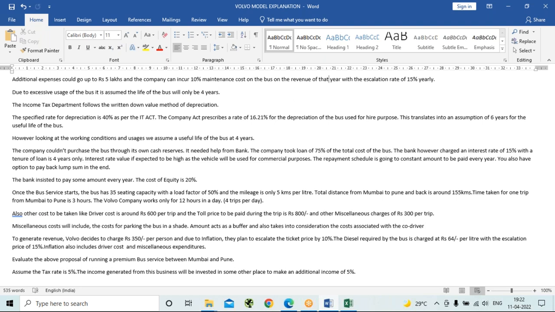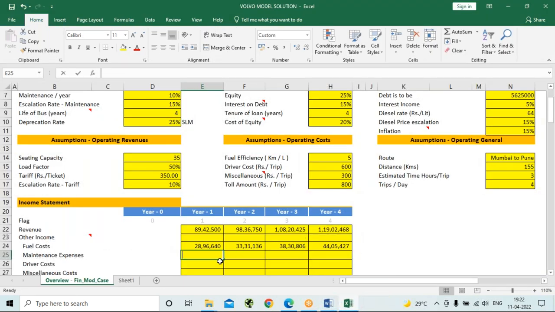Okay, so let me add this with the escalation rate of 15% yearly. So this will be equal to the revenue value, 89,42,500 into 10%, so 8,94,250 will be the value. Then there is an increment in the percentages, 1 plus 15%. So every year it increases.